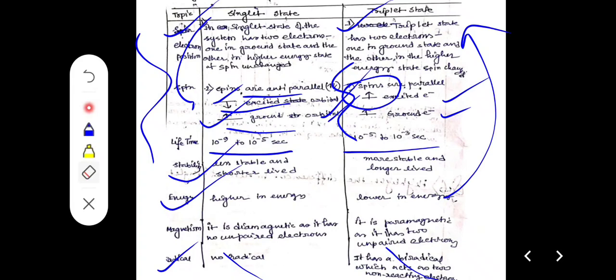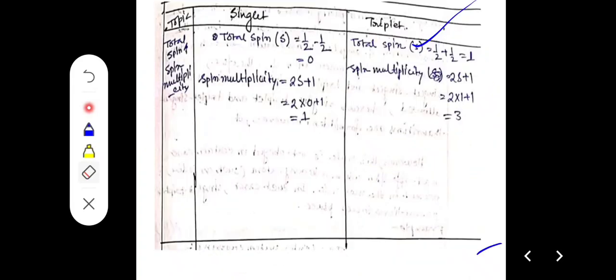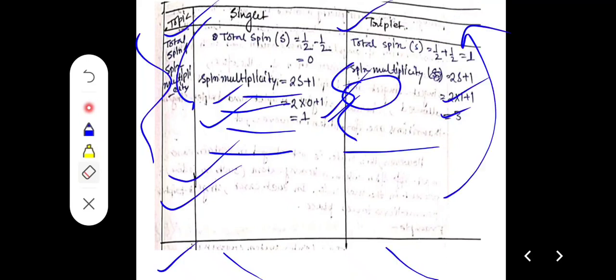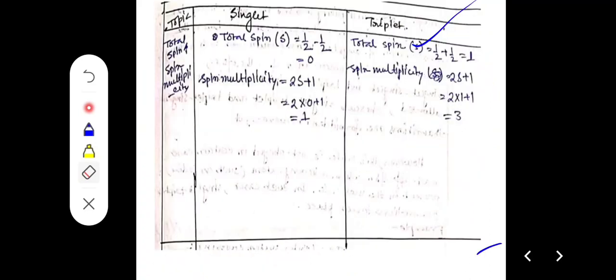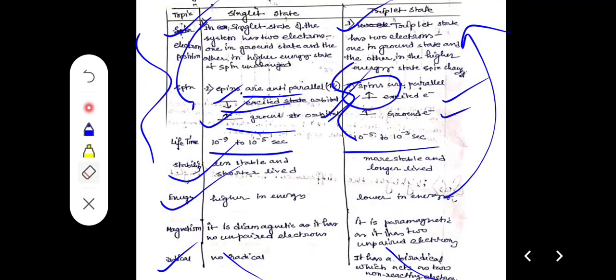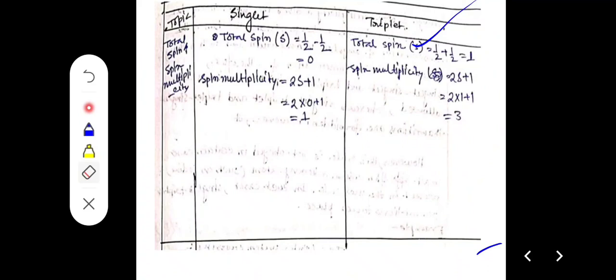Due to the unchanged spin, the singlet state has diamagnetic properties, total spin is half minus half, 0, and spin multiplicity is 1. And the triplet state is overall paramagnetic, with total spin plus half plus half, 1, and spin multiplicity 3. Also the singlet excited state lifetime is lower than the triplet state, and it is more energetic. The singlet excited state is more energetic, very unstable and short-lived. Okay, so that is the summary.